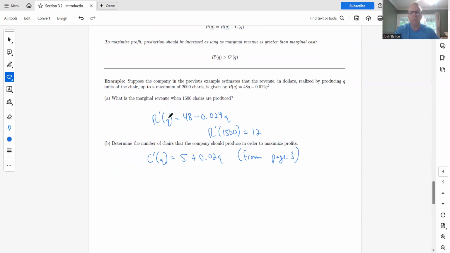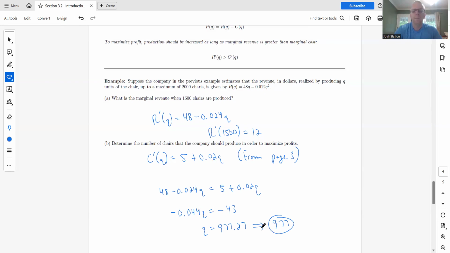And so we have R prime of Q. Let's set that equal to C prime of Q and solve for Q. And so we'll bring the 0.02 Q over. We get negative 0.044 Q. And then bring the 48 over. So 5 minus 48 gives us negative 43. And divide both sides by the negative 0.044. And then Q is 977.27. Obviously, we're producing shares here, so we can't produce a fraction. So let's round that to 977.